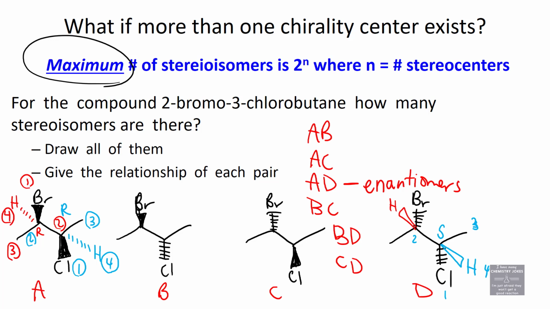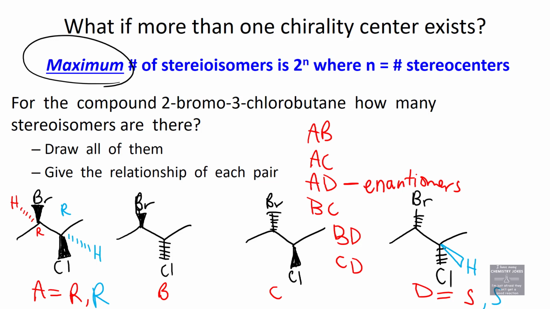And back to bromine. We've got to consider that wedged hydrogen. 1, 2, 3, 4. 1 to 2 to 3, lowest priority is in front. Clockwise looks the opposite, really counterclockwise. S. So A was the R enantiomer, D is the S enantiomer. They are enantiomers.